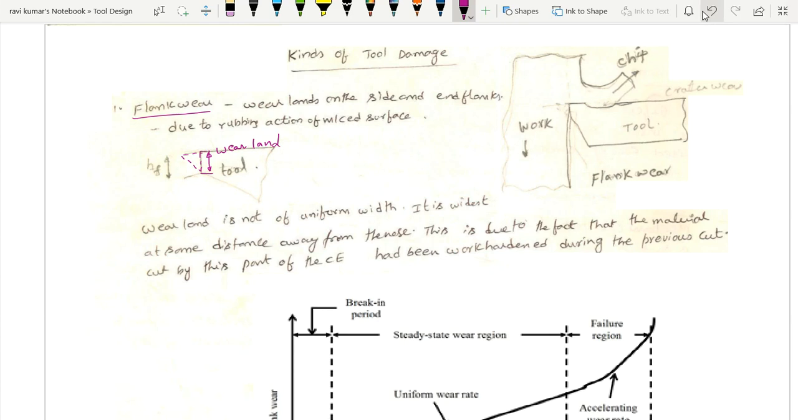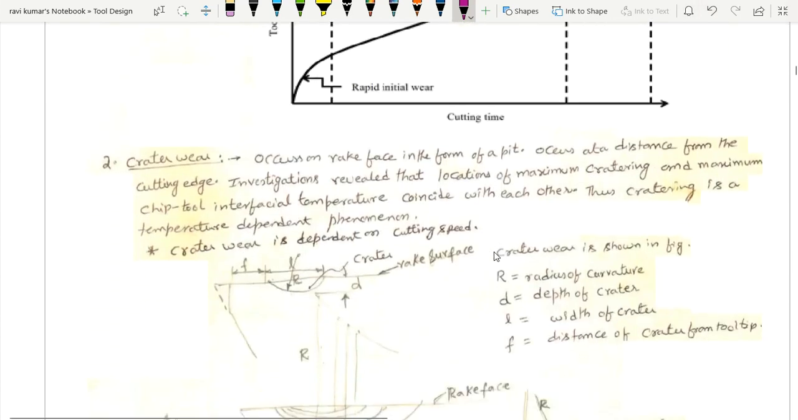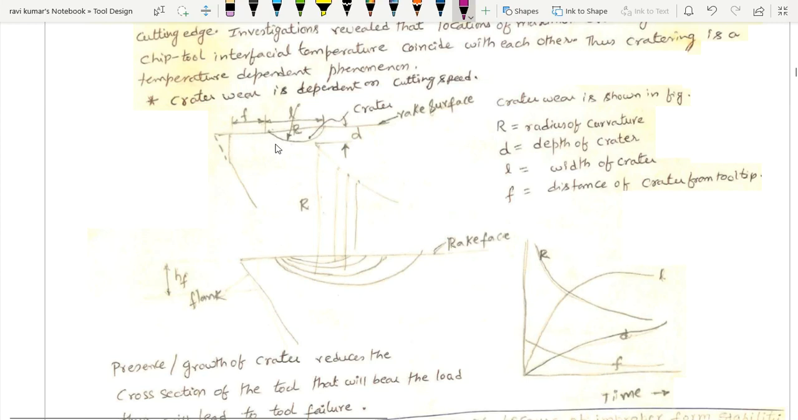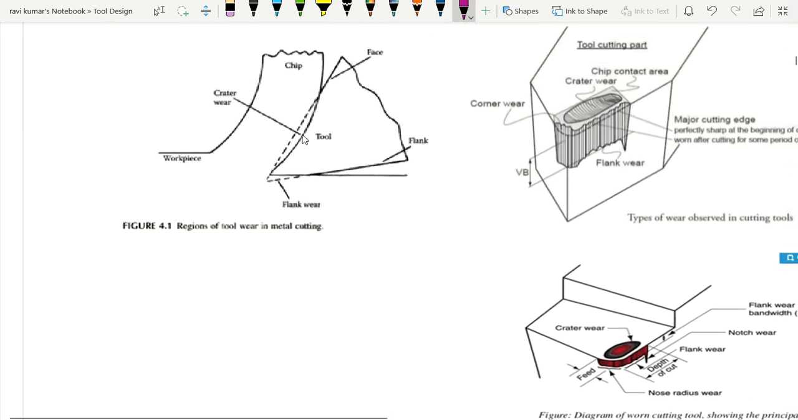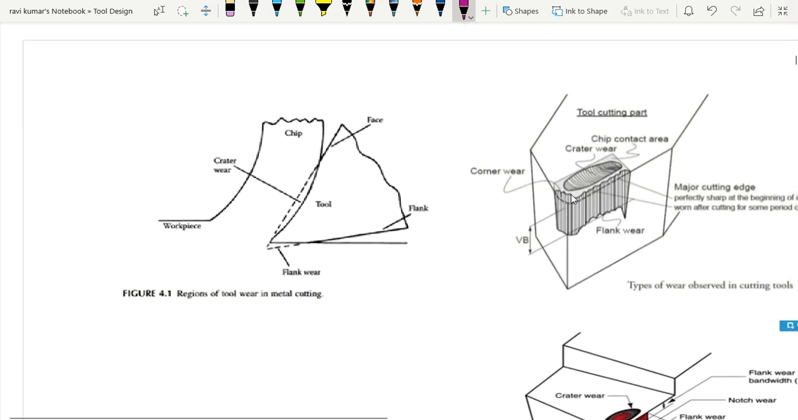Likewise, there is a sort of pit formation on the rake surface of the cutting tool. This we call crater wear. So this is nothing but a crater formation, right? So in a three-dimensional picture, we may observe that this is how it occurs. So this is the crater that has been created. So this is nothing but the crater.